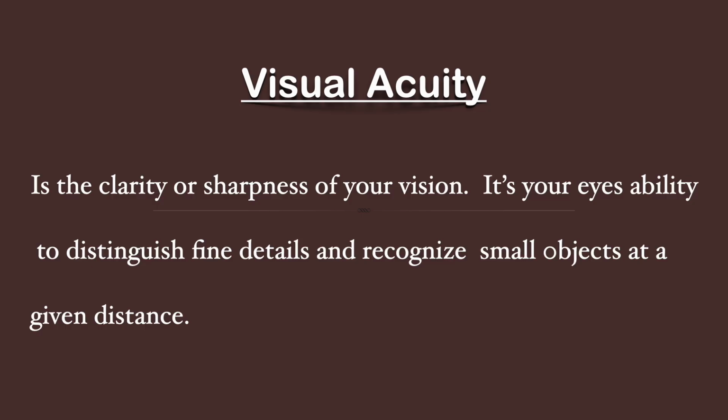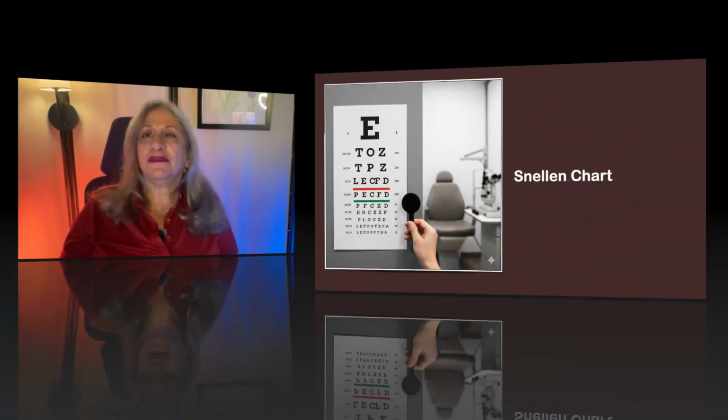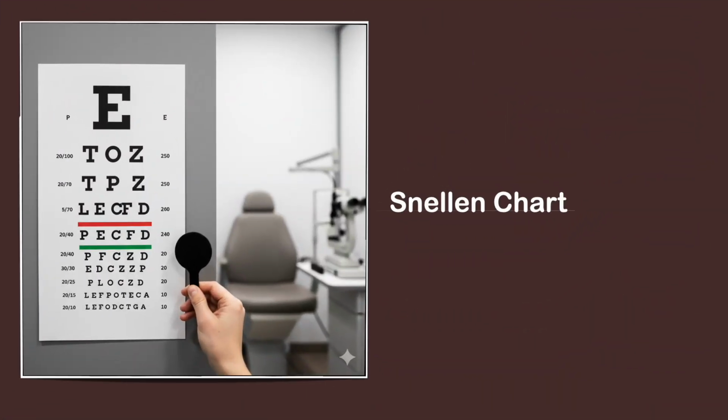It's your eye's ability to distinguish fine objects and recognize small details at a given distance. So how do we measure visual acuity? The most common way is by using an eye chart, like the Snellen chart. A Snellen chart has rows of letters that get progressively smaller. You stand at a specific distance. In the United States, that's 20 feet from the chart, and an eye doctor asks you to read the lowest line you can. The results are expressed in fractions, most famously 20/20.